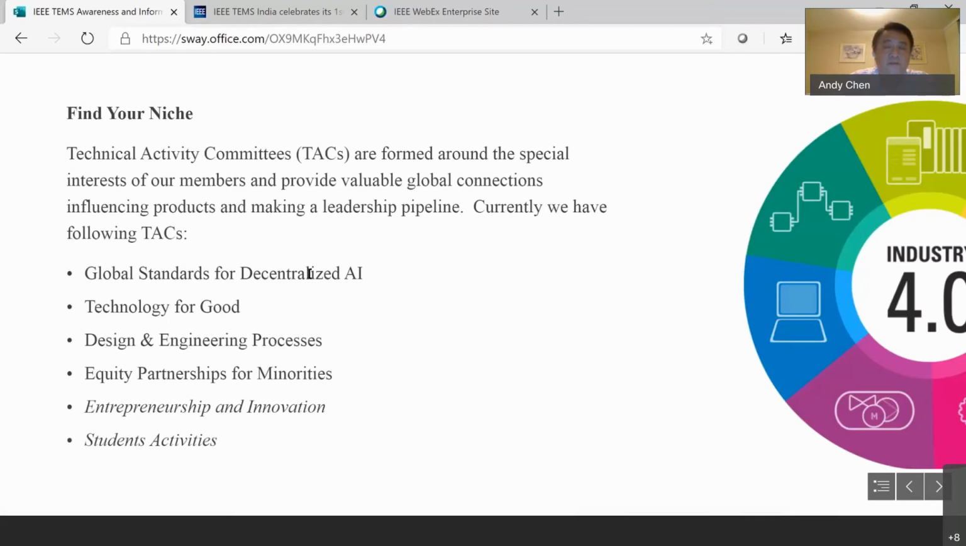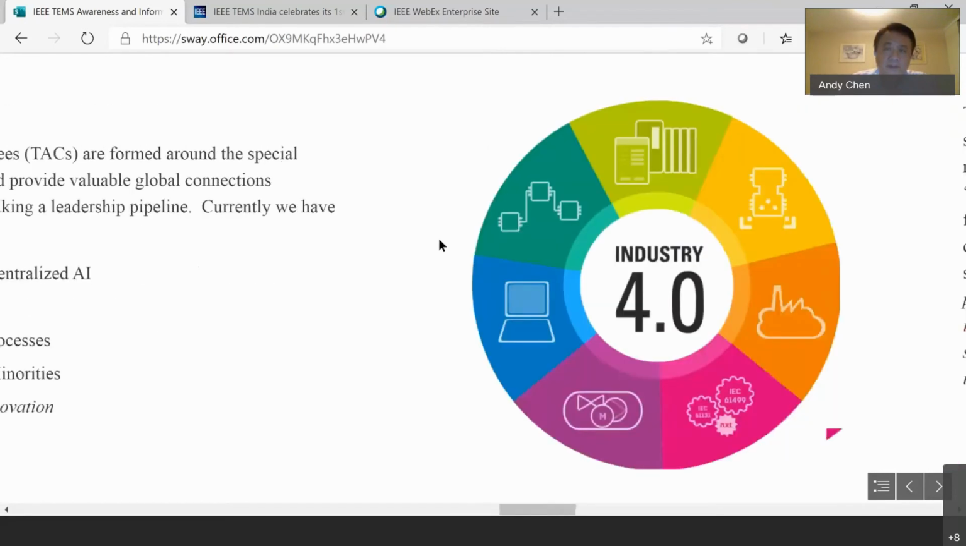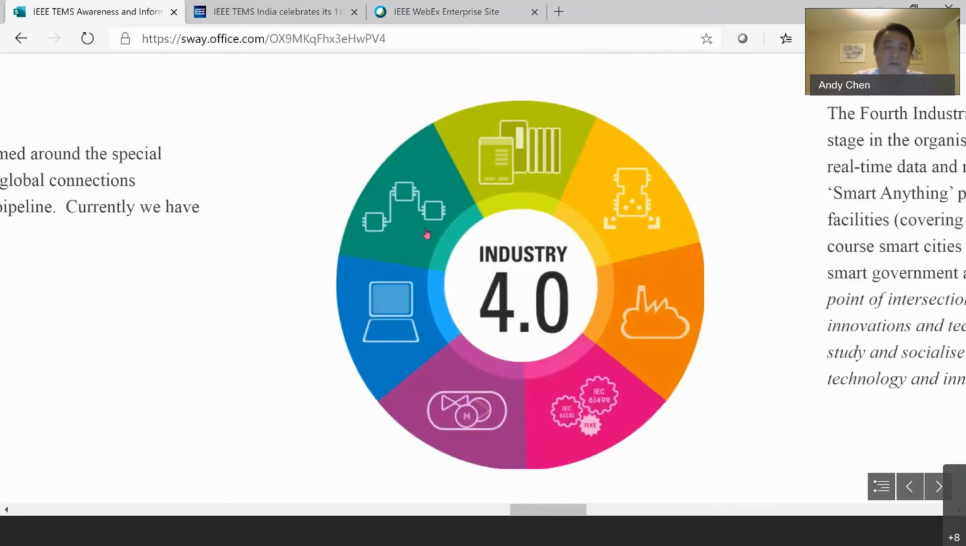We also started a student activities committee to provide some of the events like hackathons to cater to the students' needs and student development. So different awards, different competitions, we're starting to organize that with two or three directors of innovation.